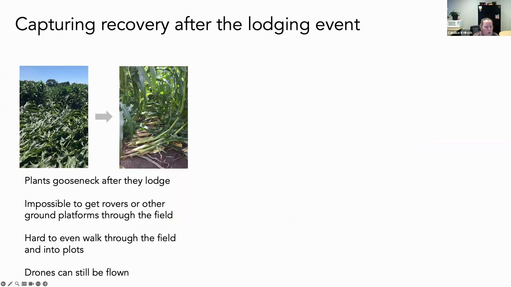We can also capture the recovery after a lodging event. So you know that when corn plants fall down, depending on what time in the season they are, if they are still able to, they can gooseneck back up after a lodging event. But when this happens, it really limits what kinds of phenotyping we can do moving forward, because we can no longer have rovers that go through the field. It's difficult to walk through these plots, but drones are great because they are aerial, and so it doesn't matter that there's a gooseneck plant here. We can still fly them.